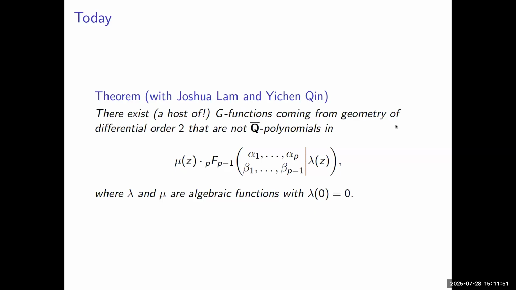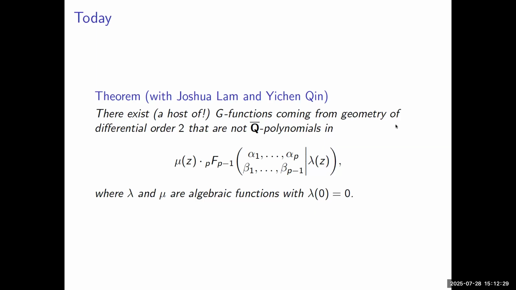So the theorem is that there exist infinitely many non-equivalent G-functions of geometric origin, solutions of a differential equation of order 2, that cannot be written as polynomials in hypergeometric series, replacing algebraic functions times algebraic functions. One thing that was left open in this work on Dwork's conjecture was whether you could produce infinitely many counterexamples.